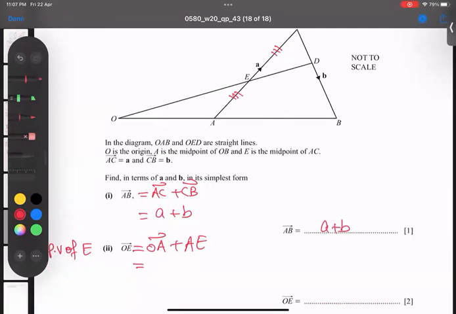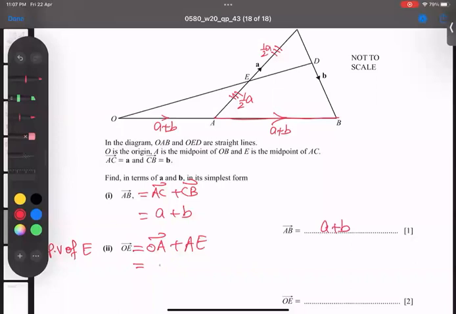So A to B, we have this vector already, and that equals A plus B. So here I'm writing A plus B. And O to A is also the same, A plus B. The logic is that, as mentioned here, A is the midpoint of OB. So this point is clear. After this, he is asking for OE, and this is half A, half A, half A, and this is also half A.